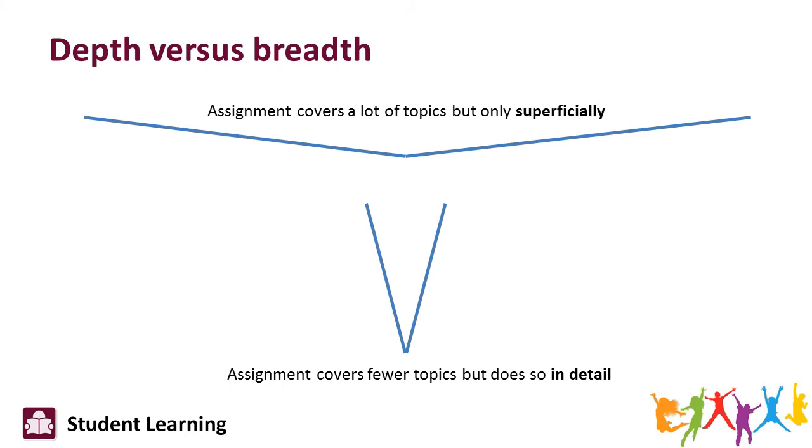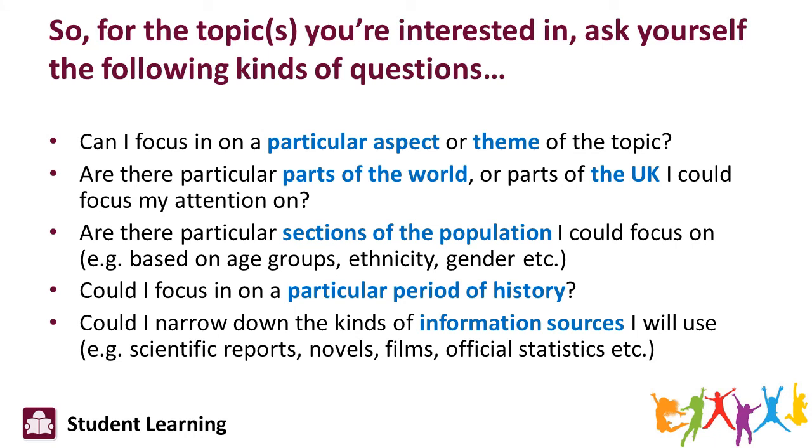So, when formulating your assignment topic and coming up with a working title, ask yourself the following kinds of questions. Could you focus on a particular aspect or theme within the broad topic that you've come up with? Are there particular parts of the world, or indeed parts of the UK, that you could focus on? There may be particular sections of the population that you would like to look at in more detail, for example based on age group, ethnicity, gender, etc.